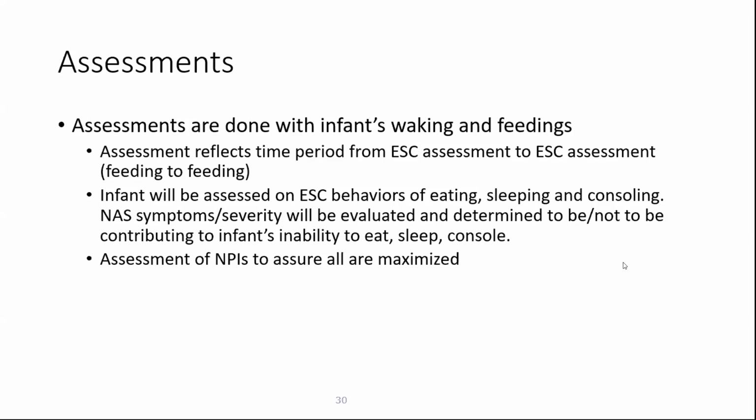We're going to look at the severity, but you really need to tie in the symptoms of NAS. So if you think that you're just looking at eating, sleeping, and consoling, that's not the point. You really need to know your NAS symptoms to know if those are causing a dysfunction in the eating, sleeping, and consoling. So you really have to know, like Dr. Jackson went over, your symptoms to know if those are the root of not being able to eat, sleep, and console. And then you need to know that your non-pharmacologic cares are maximized.